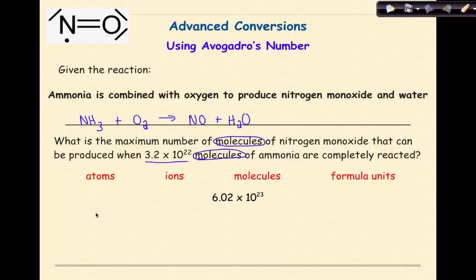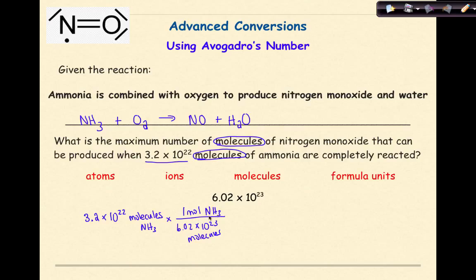So I'm going to write down my given: 3.2 times 10 to the 22nd molecules of ammonia, NH3, multiplication sign, and a line. If I'm starting with molecules, that means my molecules are going to go on the bottom. And if I'm labeling something as molecules, I'm going to do 6.02 times 10 to the 23rd molecules, which always equals 1 mole. In this case, we're talking about 1 mole of ammonia.